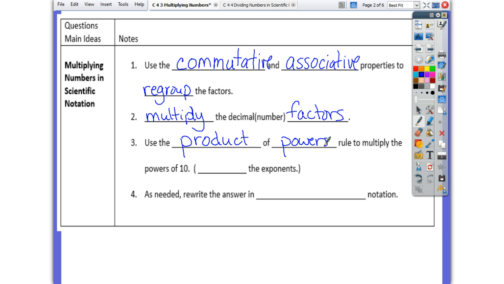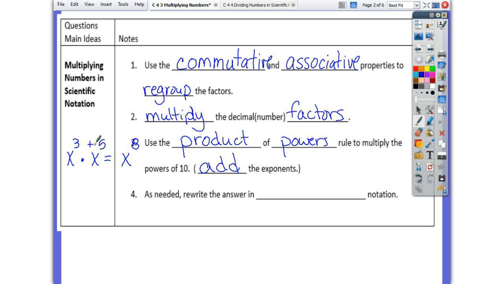And what did we just say? I just said it a little bit ago. What do we do to the exponents? We add them. Remember, for example, if I have x to the 3rd power times x to the 5th power, that's going to equal x to the 8th power. We add our exponents when we multiply. All right? Number 4.